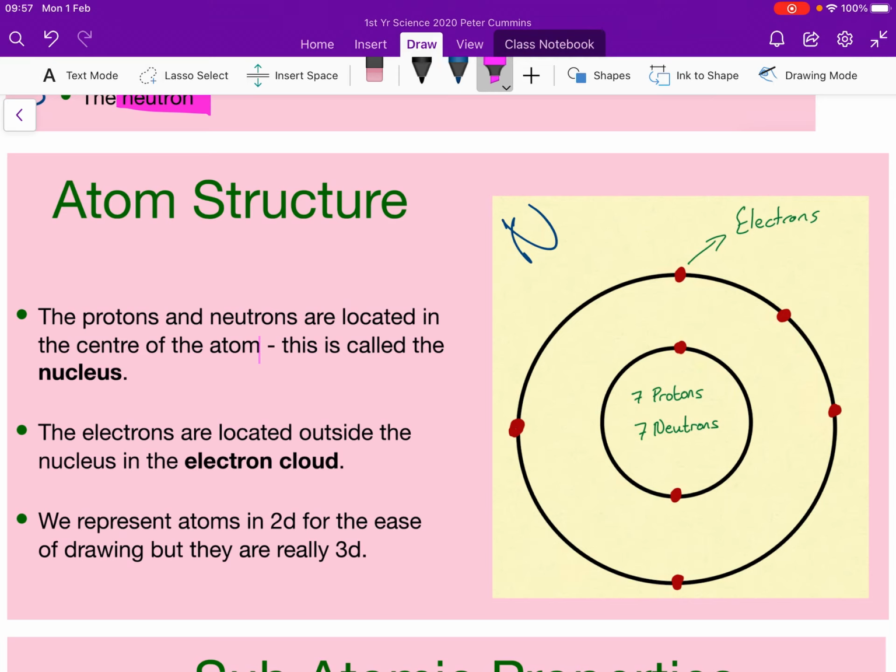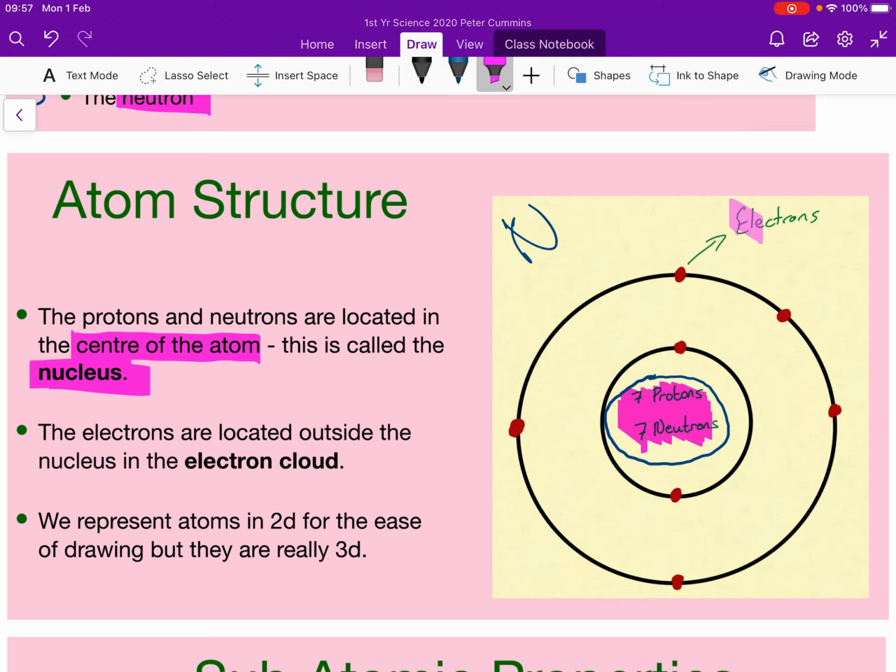And if we look at the text first, the protons and neutrons are located in the center of the atom. So in the center here, we have the protons and we have the neutrons. And those protons and neutrons are nice and safe here in the center. And the structure that they're held inside is called, same as we had when we did the cells back in September, nucleus, inside the nucleus. So the protons and neutrons are in the center of the atom in a structure called the nucleus.